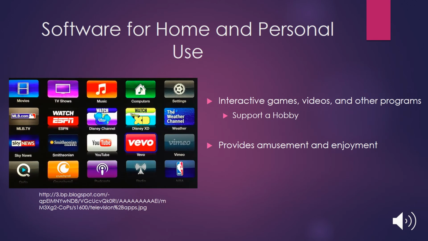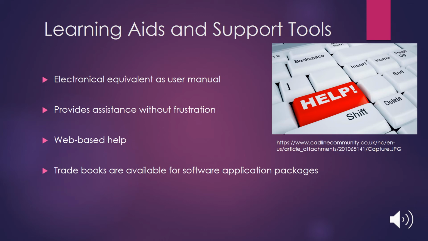Entertainment software includes interactive games, videos, and other programs designed to support a hobby or just provide amusement and enjoyment to most people. Online help is electronically equivalent to a user manual. It also helps provide assistance without frustrations. Most online help also links to websites that offer web-based help.